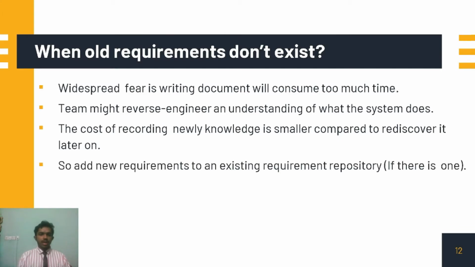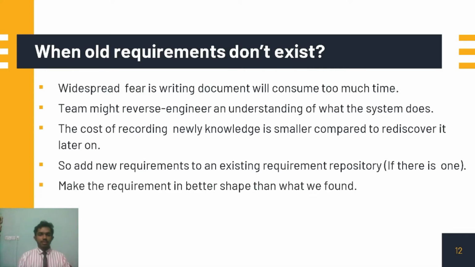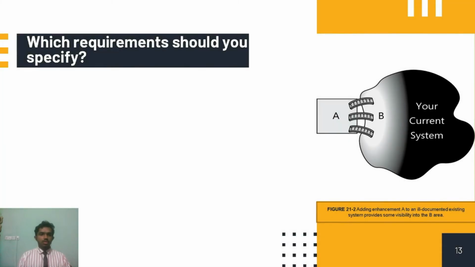So we have to add new requirements to an existing requirement repository if there is one. And we also have to make requirements better shaped than we found them. Next topic is which requirements should you specify. It is not always worthwhile to generate the entire requirement set for the production system. So we may have to specify requirements selectively.